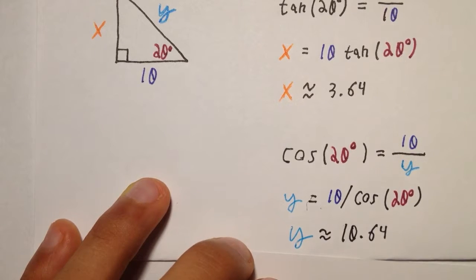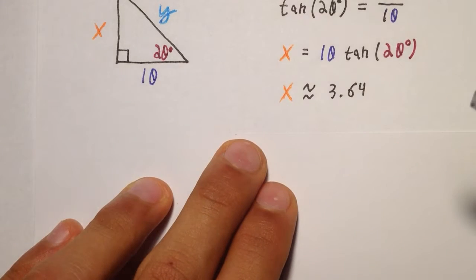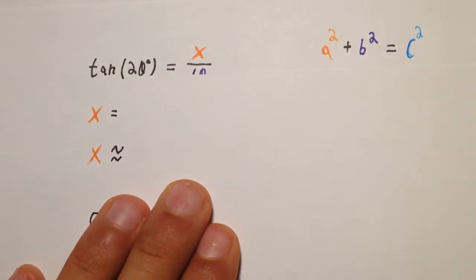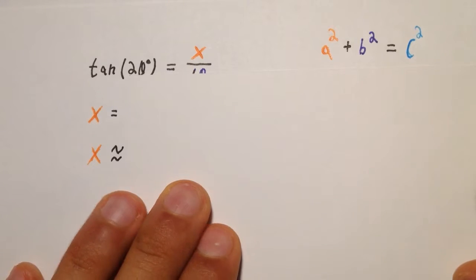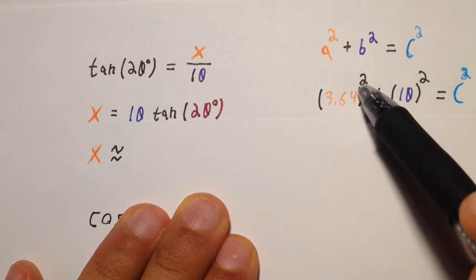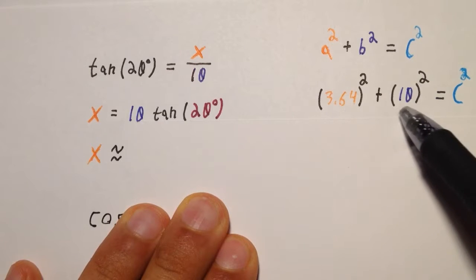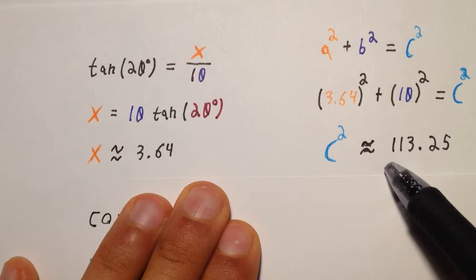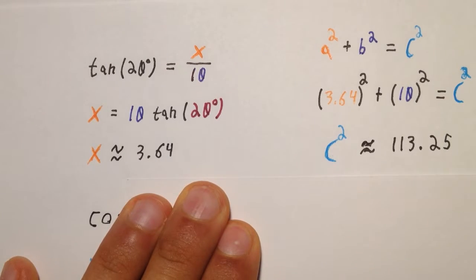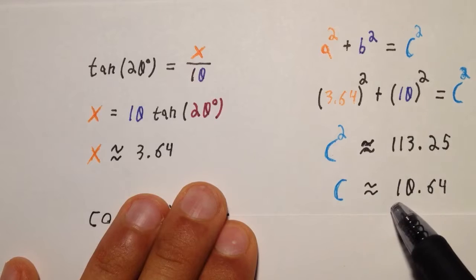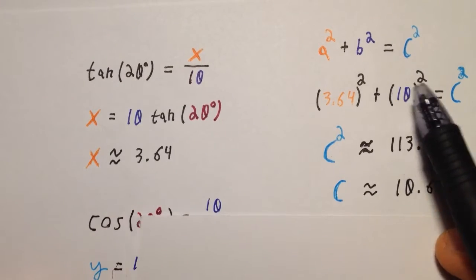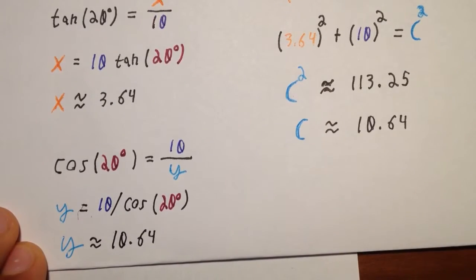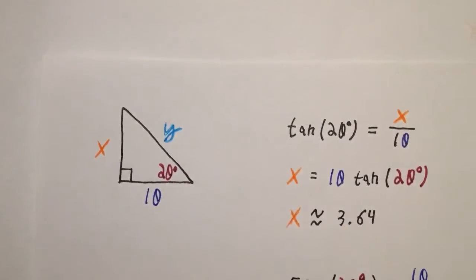But let's pretend I didn't know that, right? And I just used Pythagorean's theorem. Well, I should still get the same answer. If I apply here, a squared plus b squared is c squared. Put in my givens. I solved for x already, 3.64, and they gave me 10, and now I just isolate and solve for c. C squared is equal to 113.25, take the square root of both sides, and I should get c is equal to 10.64. Sure enough, these two answers are the same, and I used two different methods to get that same answer. That's what trig is all about.